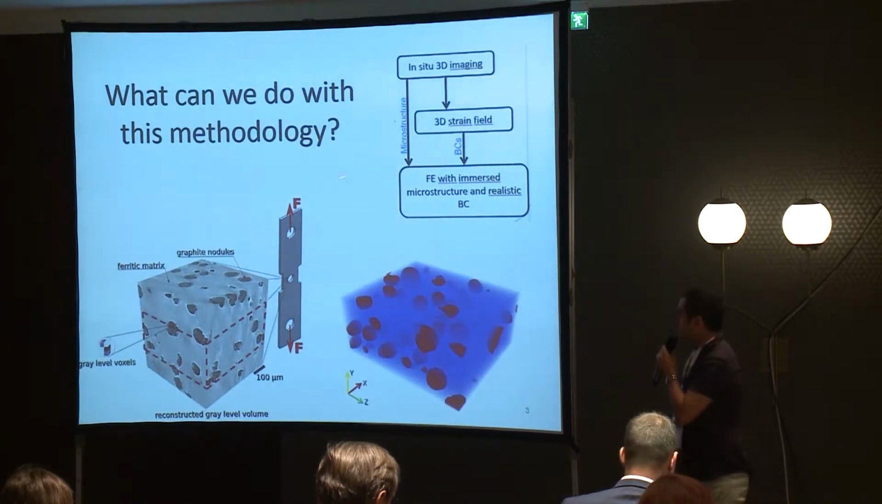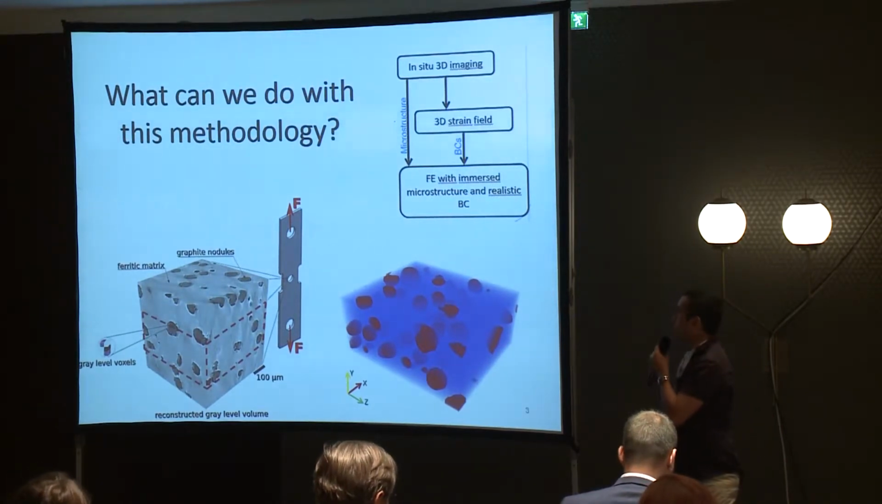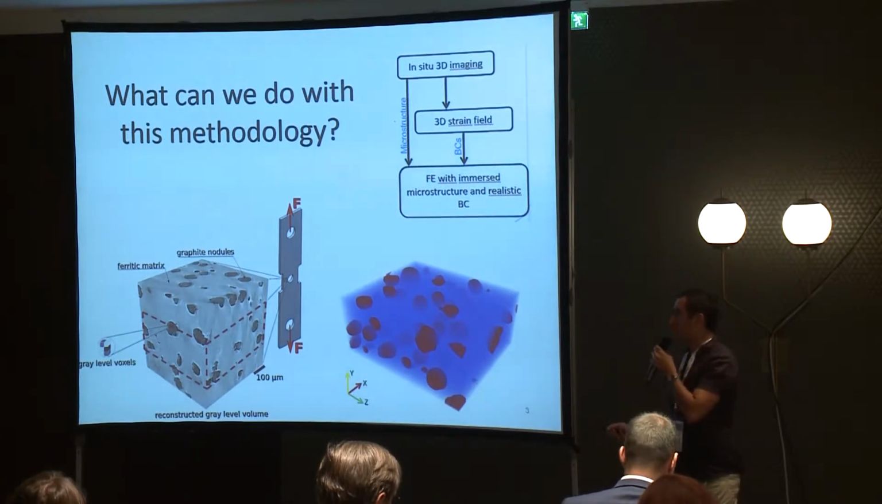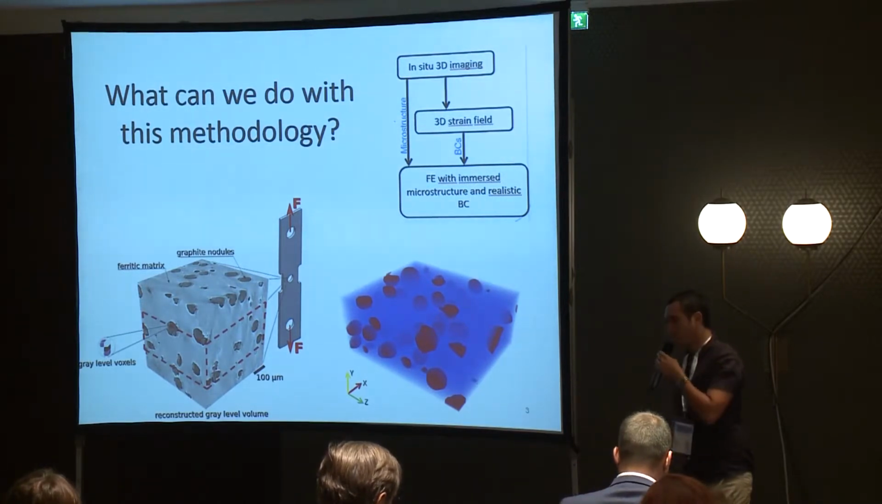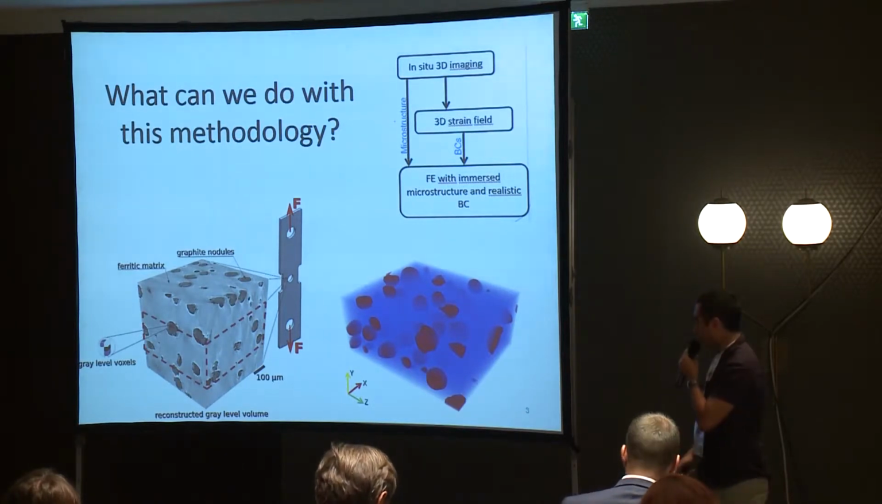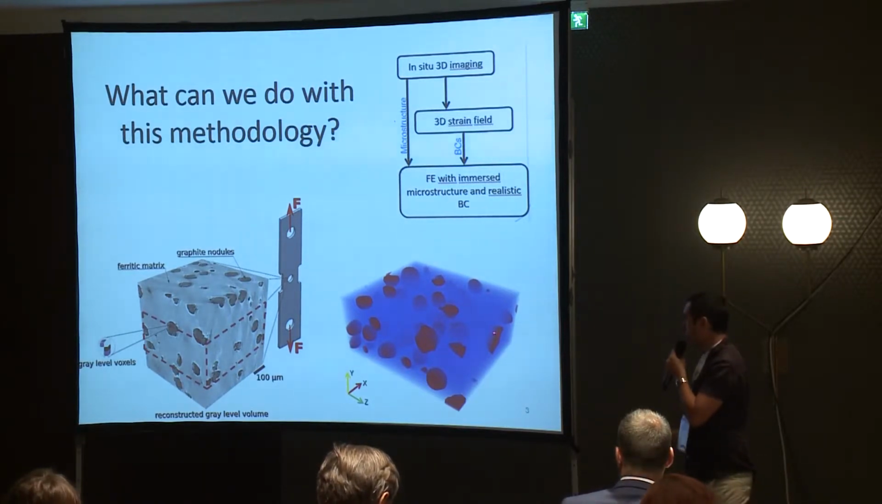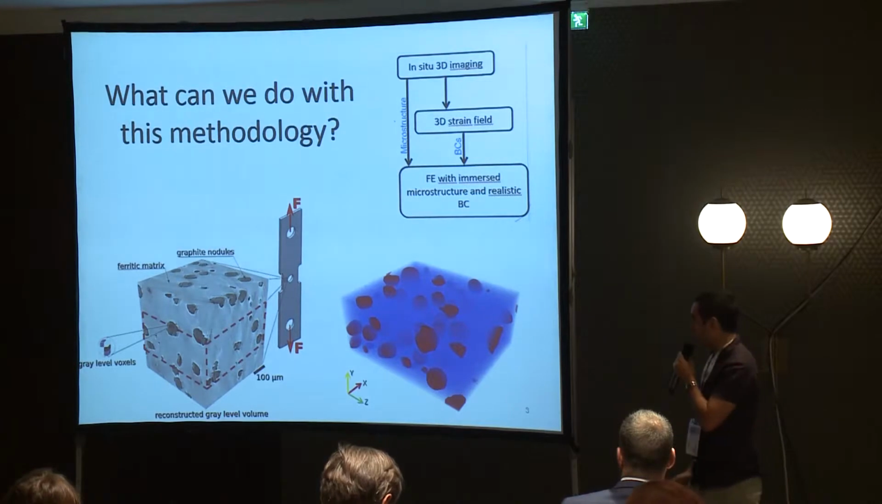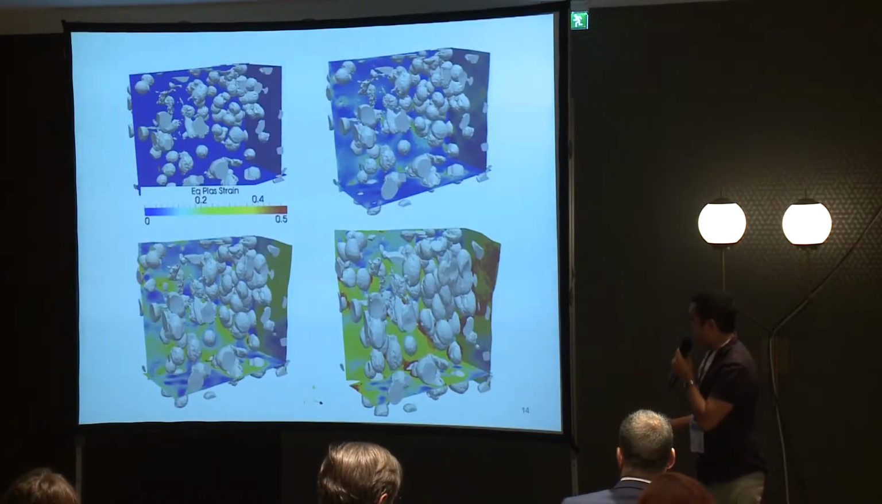So what was the purpose of this methodology? The purpose was to try to carry out realistic simulations of ductile fracture, that means simulations with immersed microstructures and realistic boundary conditions. We can take, for example, one portion of our volume here and immerse it into a finite element mesh. We apply on the boundaries a heterogeneous displacement field that comes from the digital volume correlation, and we obtain things like this.